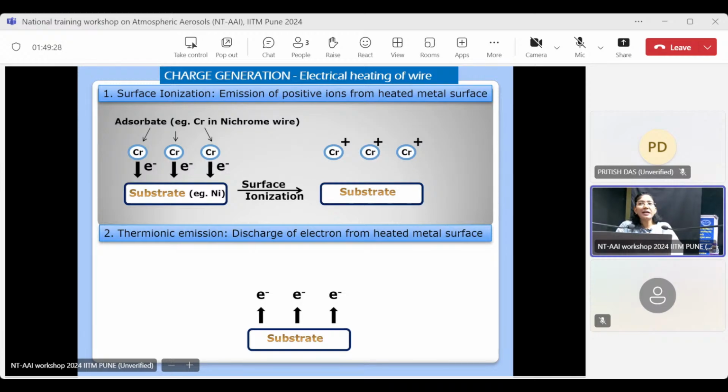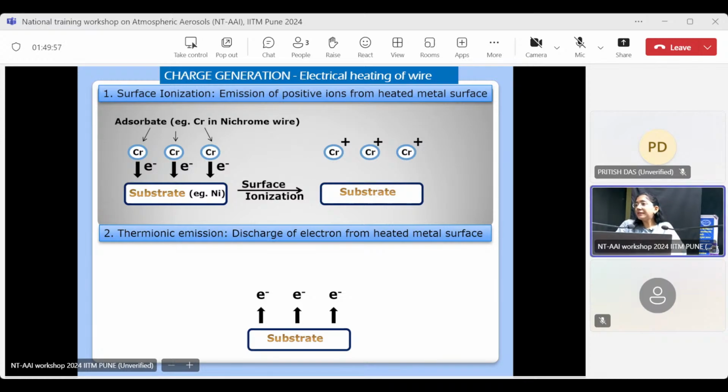So when you start heating, what will happen? The chromium can transfer its electron to nickel. What is it leading to? It is leading to the ionization of chromium. But since they are in proximity, the energy requirement is less. So it will lead to the formation of a positive ion. And this process is known as surface ionization.